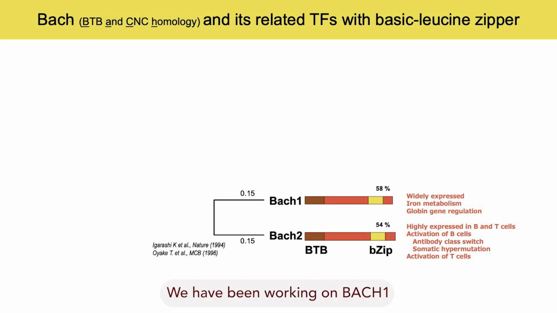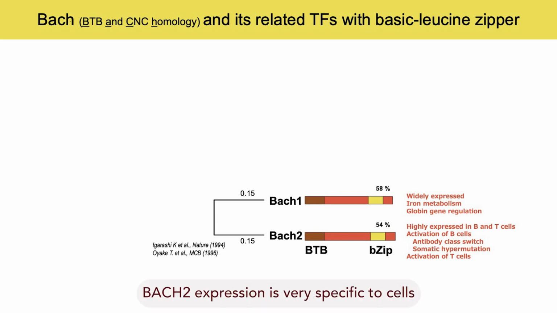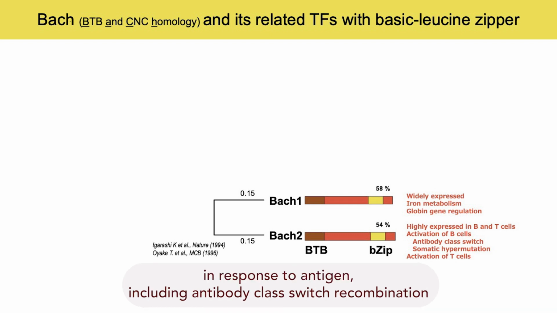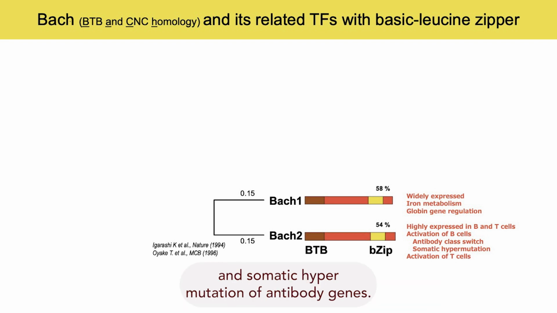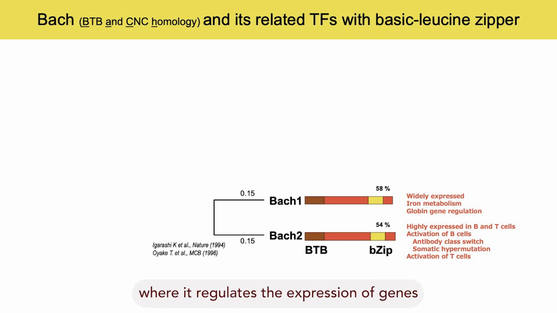We have been working on BACH1 and its closely related factor BACH2. BACH2 expression is very specific to cells like B and T lymphoid cells. In B cells, it is required for proper activation of B cells in response to antigen, including antibody class switch recombination and somatic hypermutation of antibody genes. In contrast, BACH1 is widely expressed in many types of cells and tissues where it regulates the expression of genes related to iron, including globin genes.